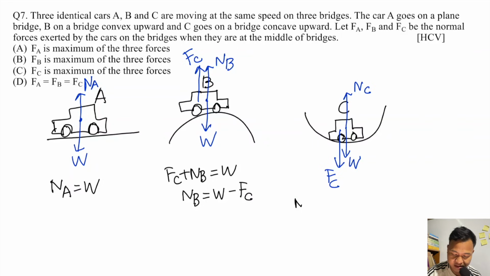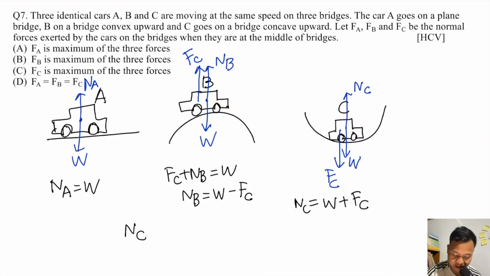Now NC should be equal to FC plus W, W plus FC, right? Comparing, NA is W, NB is W minus something, so NB is smaller than NA. NC is W plus something, so NC is more.